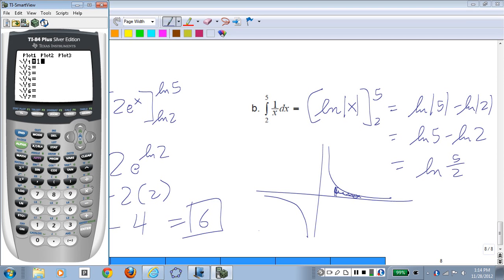If we graph it, 1 divided by x, zoom 6, not the best viewing window, I guess, but second calc 7 from 2 to 5, that's about what we got, 0.9162 something.